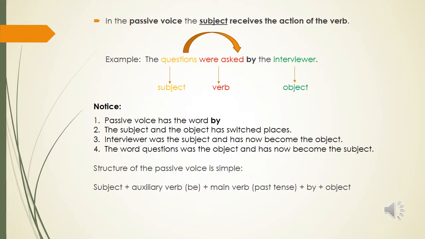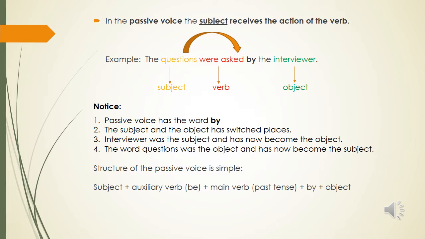Grade 8, we now need to take that sentence and change it into the passive voice. The subject receives the action of the verb now. Questions, that was the object, now becomes the subject. And interviewer, which was the subject, now becomes the object. They have switched places. And it's going to read as follows: the questions were asked by the interviewer.